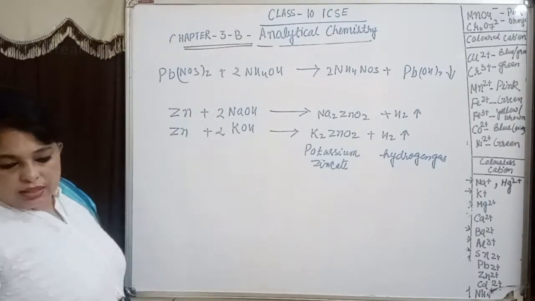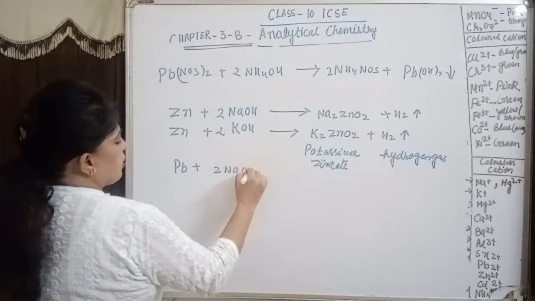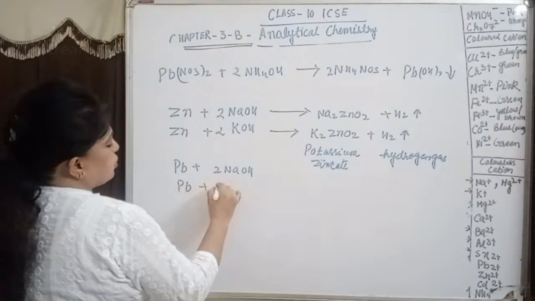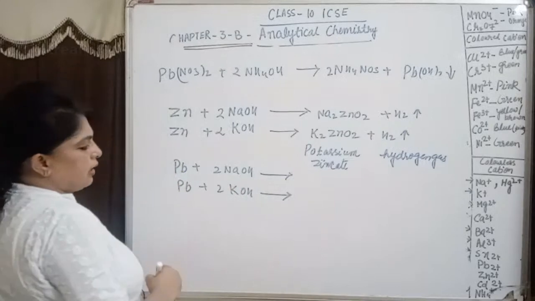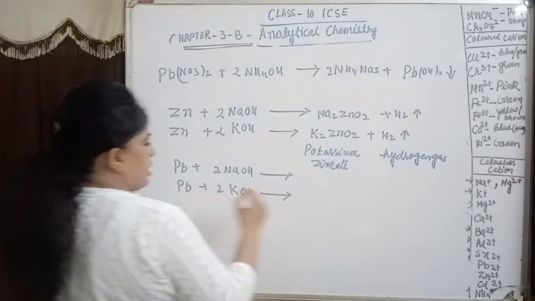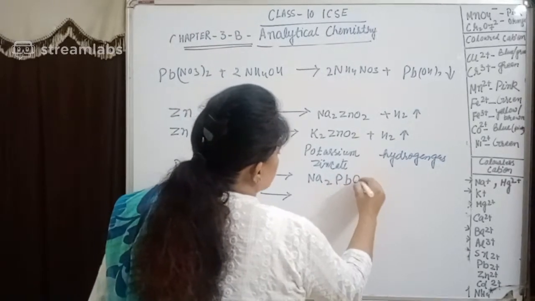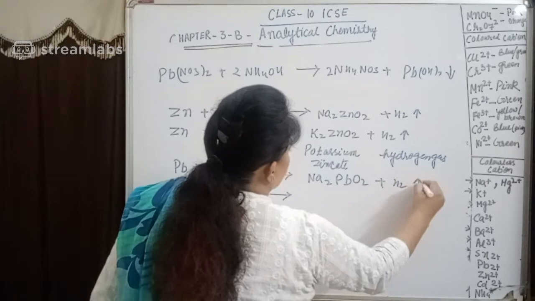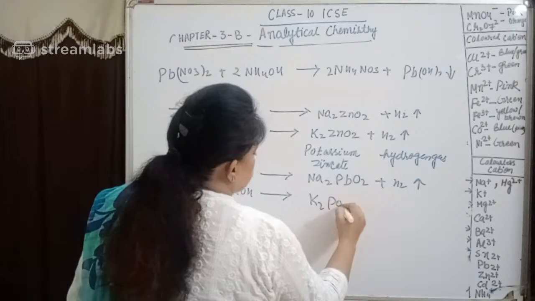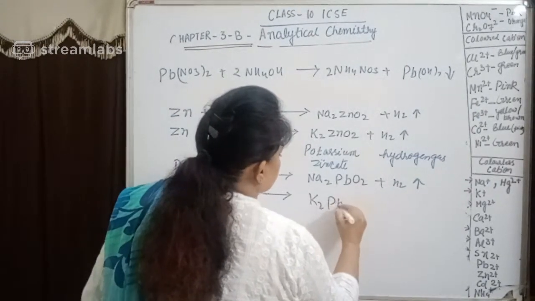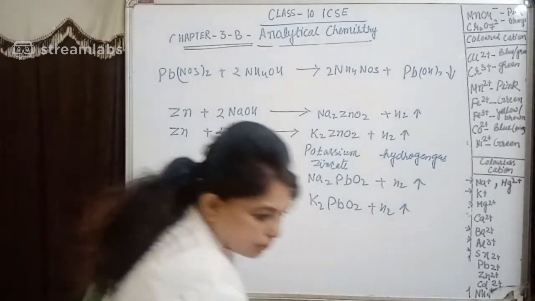Now the next metal is lead. If we are using 2NaOH with lead or 2KOH, I am using both alkalis, sodium hydroxide and potassium hydroxide. In this case you are going to get sodium plumbite, Na2PbO2, plus in this case also you are going to get hydrogen gas, and then K2PbO2, potassium plumbite, plus hydrogen gas will be formed. Easy.